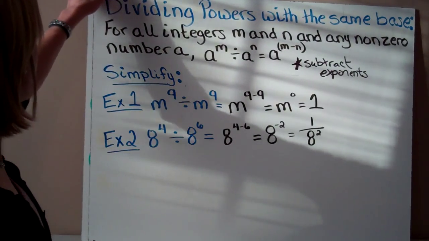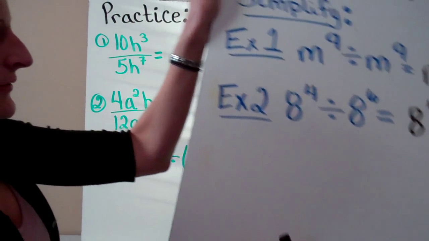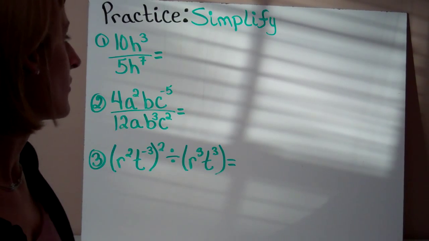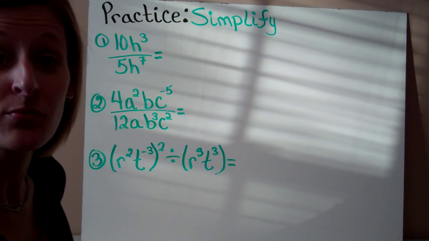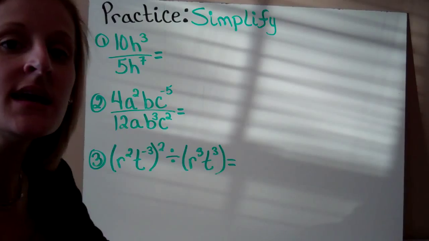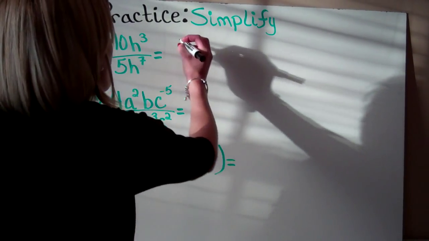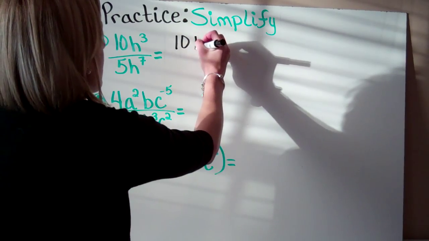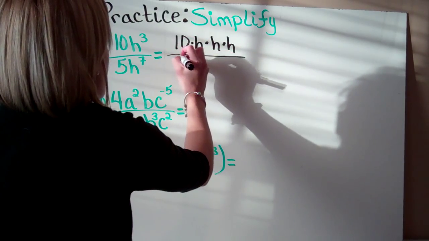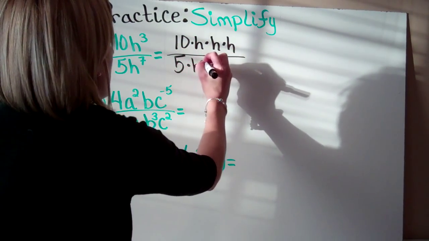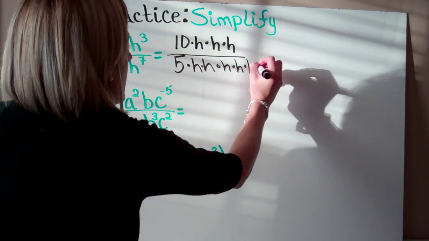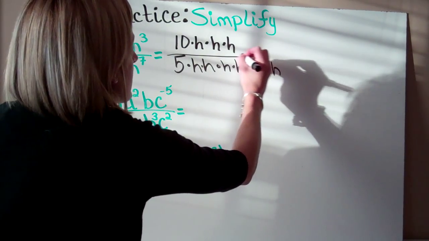Alright, now let's look at a few examples. I have 10h cubed divided by 5h to the 7th power. The first thing I need to do with my constants, like 10 divided by 5, is actually perform that. So I'm simplifying this all out. I have 10, and then 3 h's, times h times h times h, over 5, and I have 7 h's. 1, 2, 3, 4, 5, 6, 7.